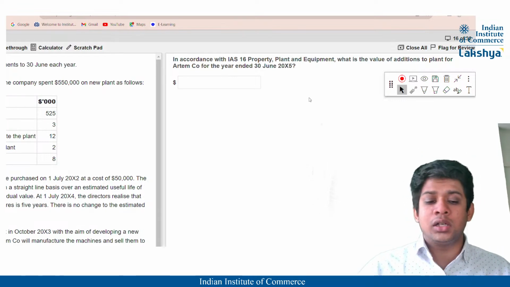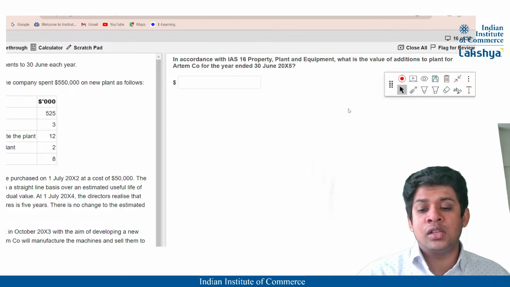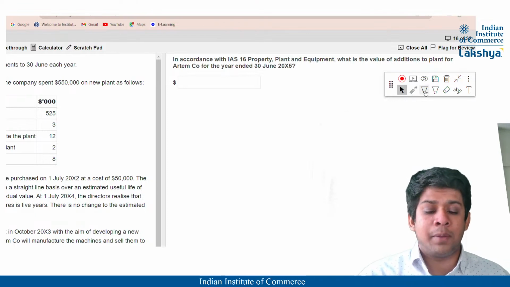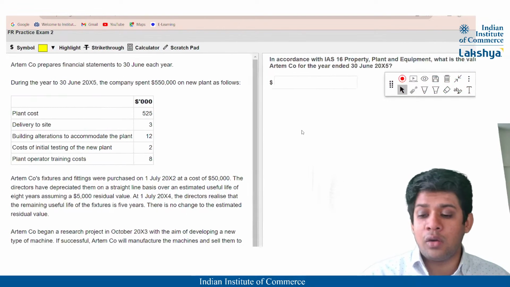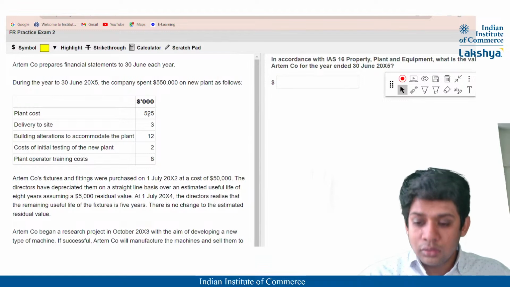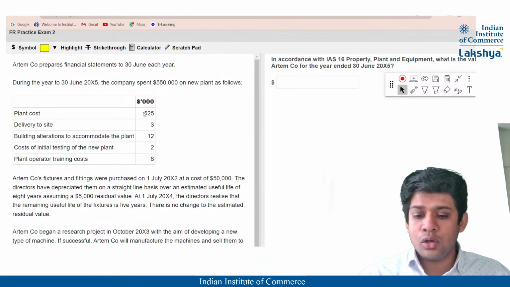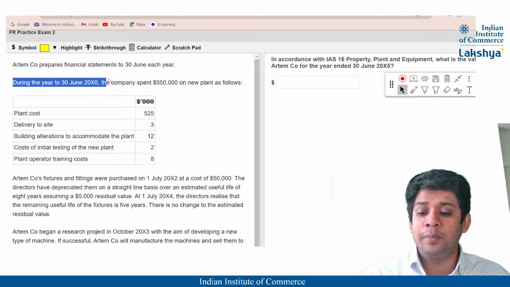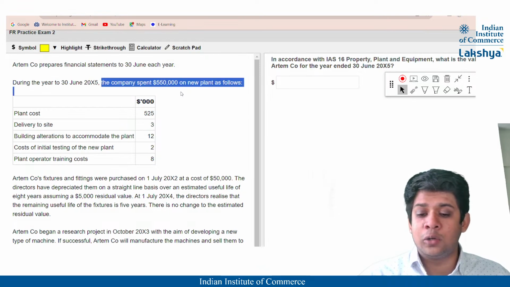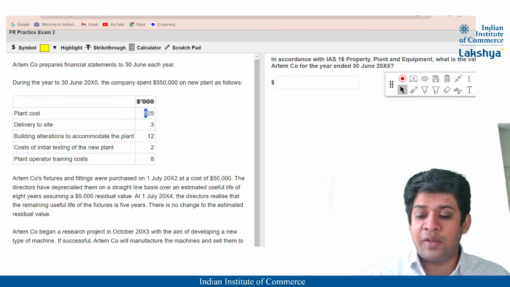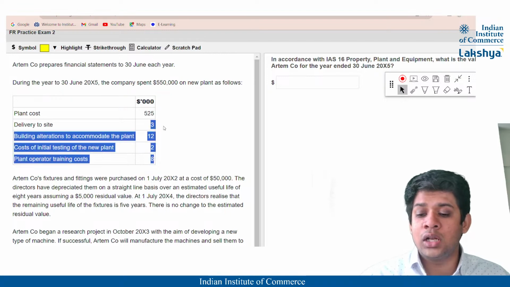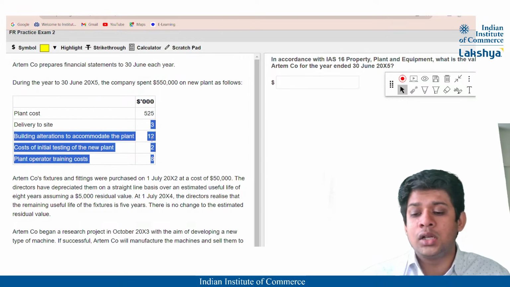That means there would be certain additions. Now, which of these additions would be capitalized and which would not be capitalized, that we are supposed to identify and accordingly calculate the value of the additions, right? So they purchased a new plant. During the year ended 30th June 2015, the company spent 550,000 on new plant as follows: 525,000 on the cost, 3 on the delivery, on building alterations to accommodate the plant 12 has been incurred.